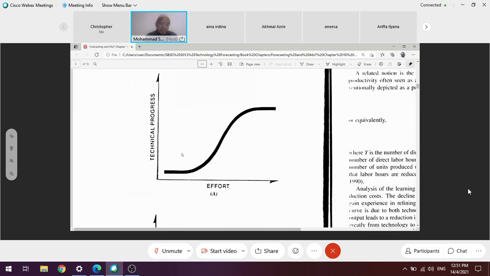This is the beginning stage with low effort and also low technical progress, and then more effort put into production and more technical progress. After some time, even though we have put in the most effort, the technical progress has a marginal change. And after some time, the slope equals zero, or we call it dy/dx equals zero here.